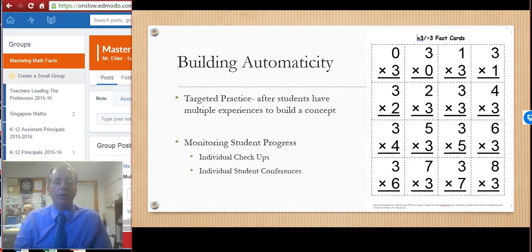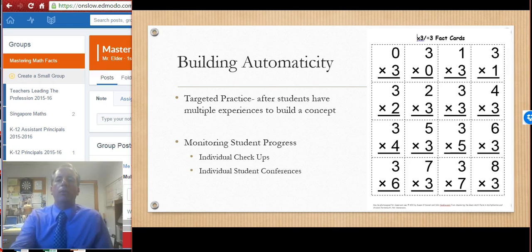Automaticity, we know that this comes after kids have lots of activities. This can't be the first time or even in the first day or two really that we're working with this fact. We want lots of experience with the fact before we start getting to this sheet. Otherwise, those are just numbers on a piece of paper, right?